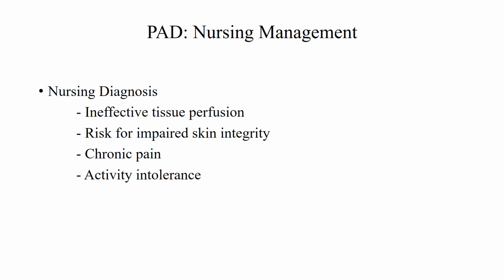So appropriate nursing diagnoses for peripheral artery disease, of course, very obvious: ineffective tissue perfusion, risk for impaired skin integrity because of the development of ulcers. Skin may be taut, skin may be thin. There is chronic pain, intermittent claudication, and of course, because of the leg pain, there might be activity intolerance.